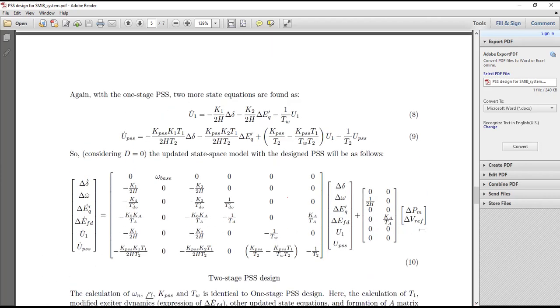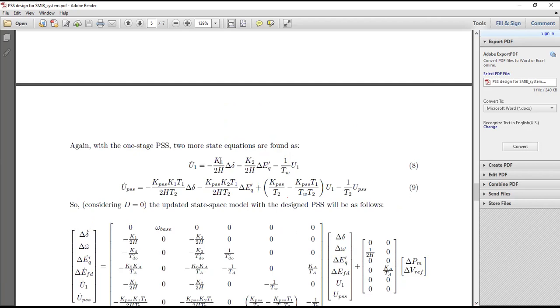And there are two inputs. One is the deviation in mechanical input, and another one is the deviation in the voltage reference set point in the exciter block. So let's see now how we can actually get these. Let's take a whiteboard.